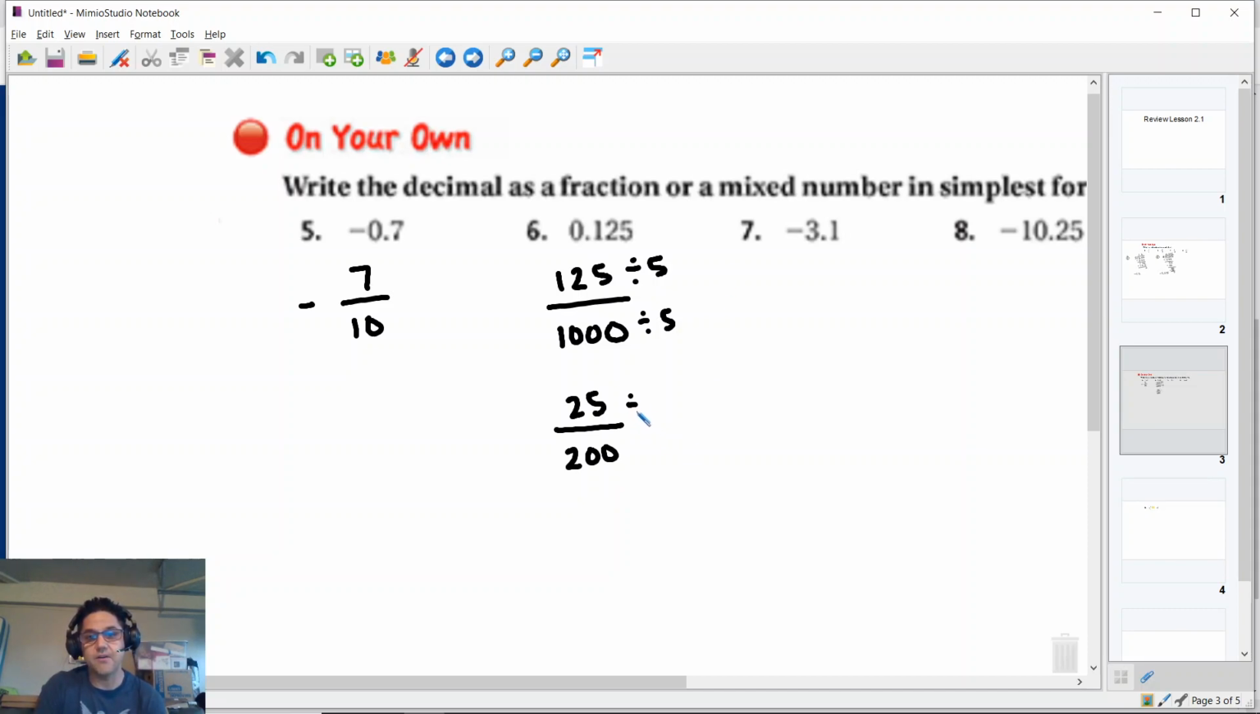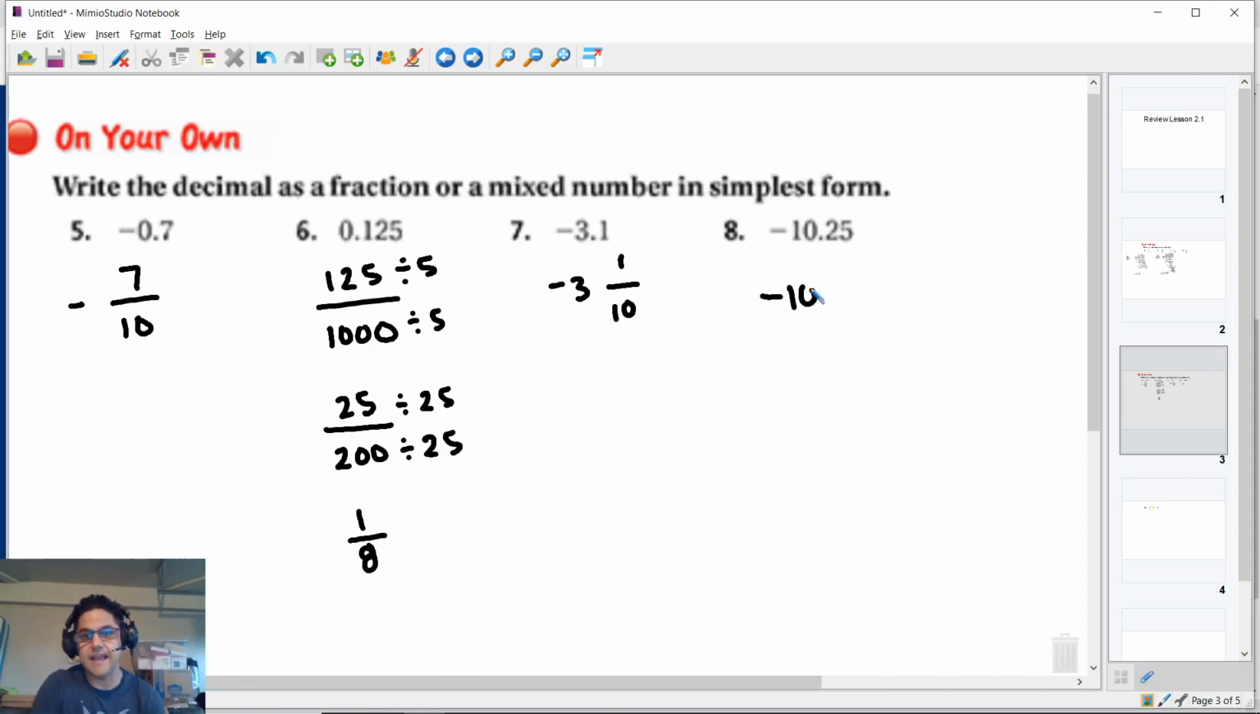So if you notice here, I can talk about my quarters. 25 divided by 25 is 1, and 200 divided by 25 is going to be 8. So I've got 0.125, and that converts into 1/8. Now remember, it doesn't matter if there is an integer here, so this is going to be -3 and your fraction, 1/10. Stop there. This one would be -10 and 25/100. But we can change that into -10 and 1/4.